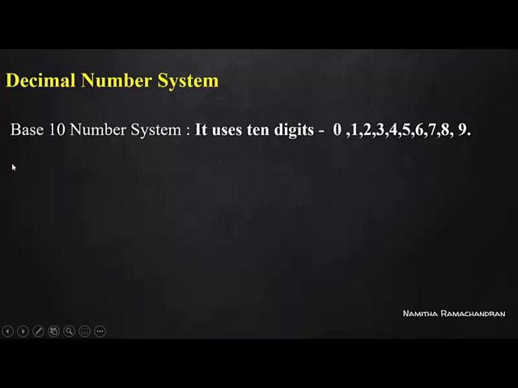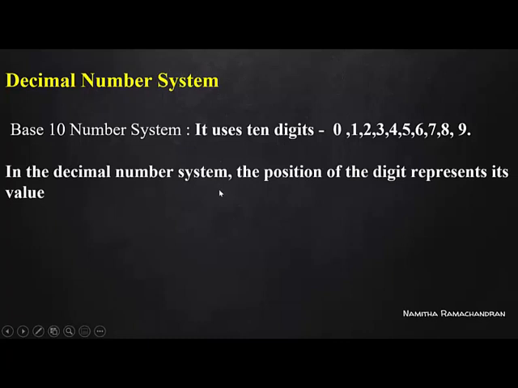The decimal number system is also called the base 10 system. Why 10? Because here we use 10 different digits for representing any number. What are the 10 digits? 0, 1, 2, 3 up to 9. A total of 10 digits are used for representing different numbers in the decimal number system. That is why it is called the base 10 number system. In the decimal number system, the position of the digit represents its value.